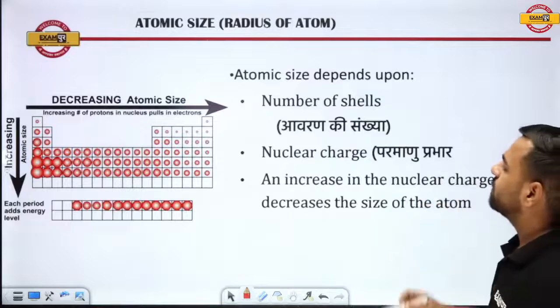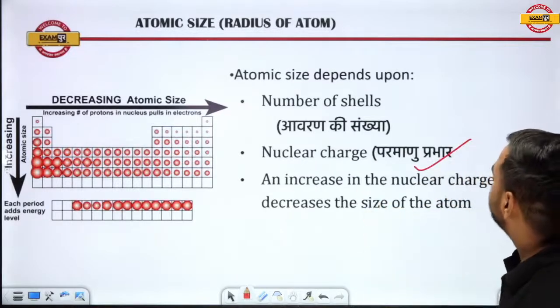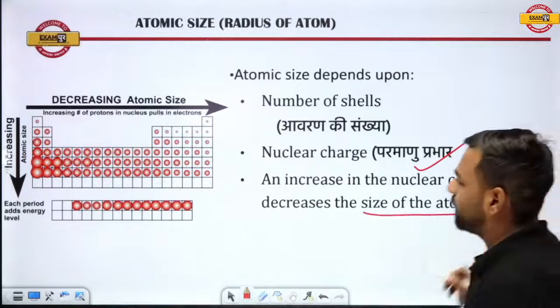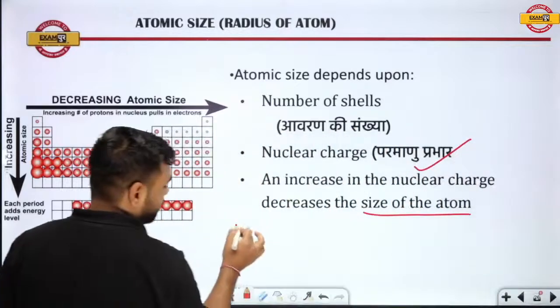So atomic size depends on the number of shells and the nuclear charge. An increase in the nuclear charge decreases the size of the atom. Again, I'll say the same thing. Just have a look.